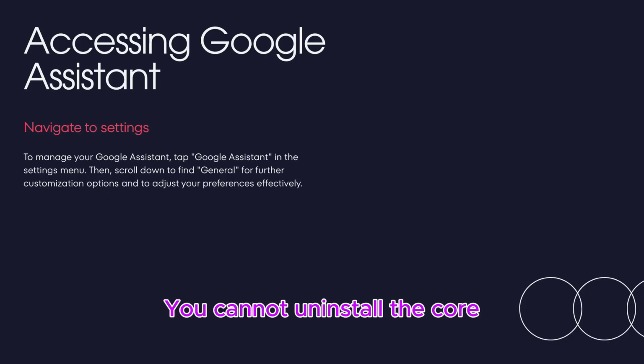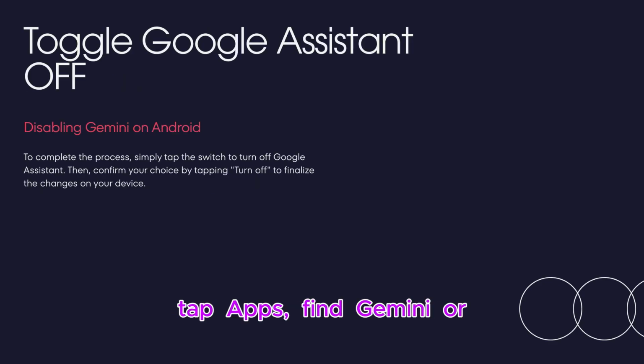You cannot uninstall the core Gemini app as it's part of the Google system. To remove its updates, go to your phone's settings, tap Apps, find Gemini or Google, and tap Uninstall Updates.